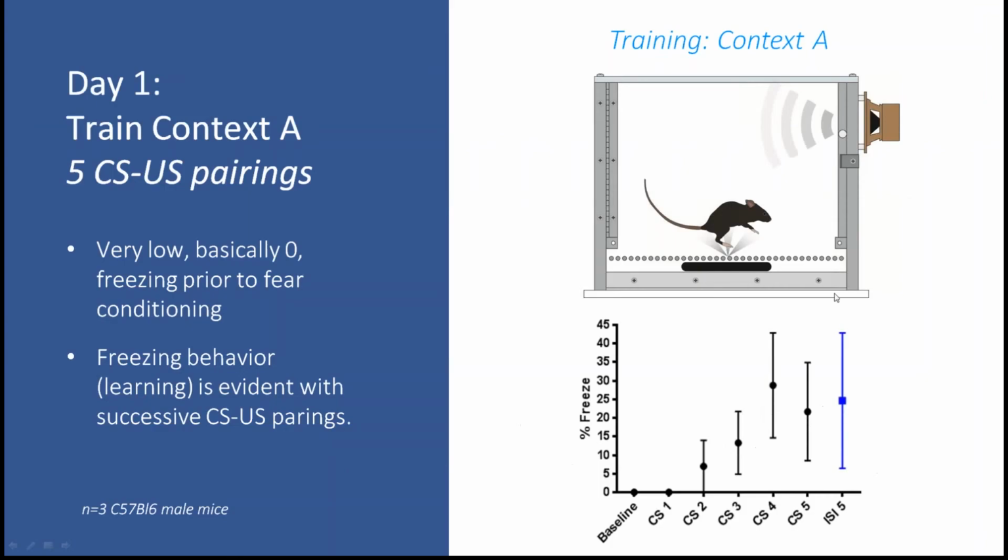And this shows the training data, the so-called learning curve. So under baseline conditions, again, the mice show very low freezing, essentially 0 freezing prior to fear conditioning.